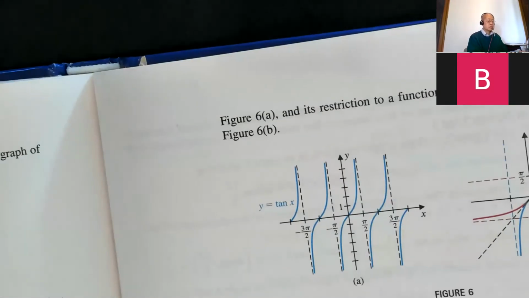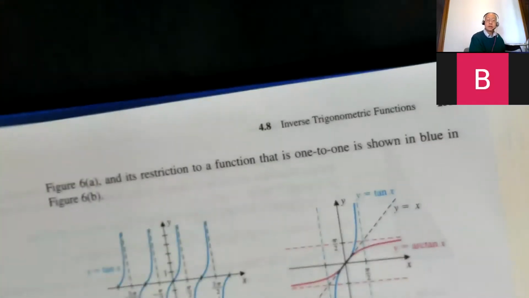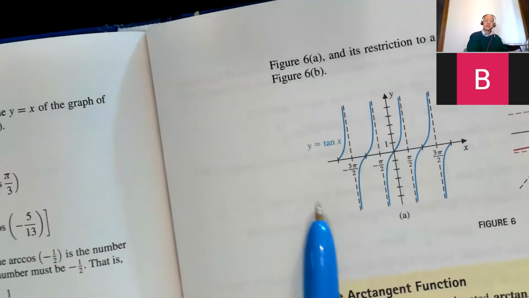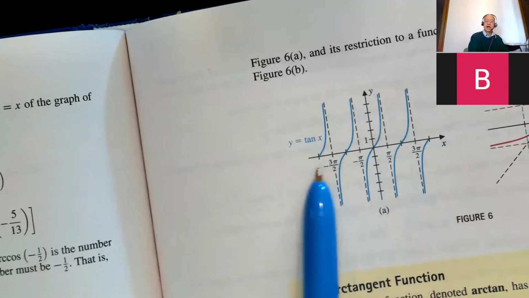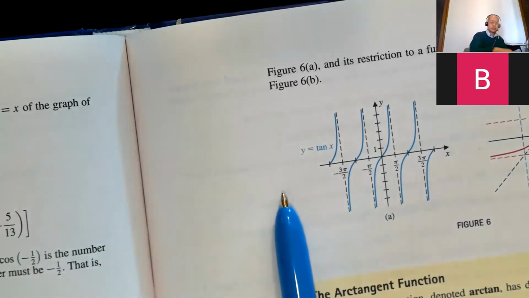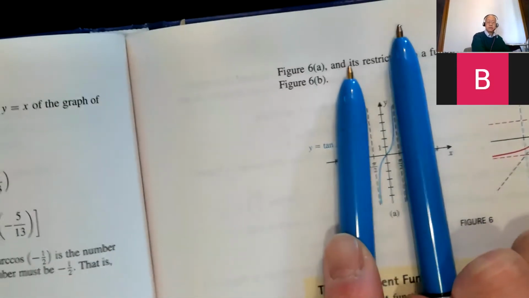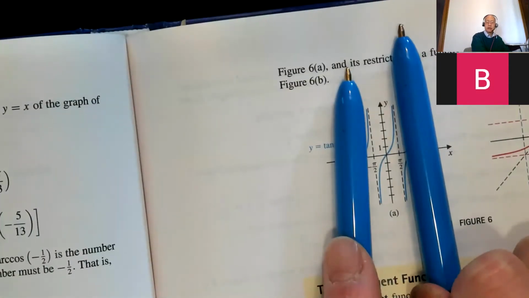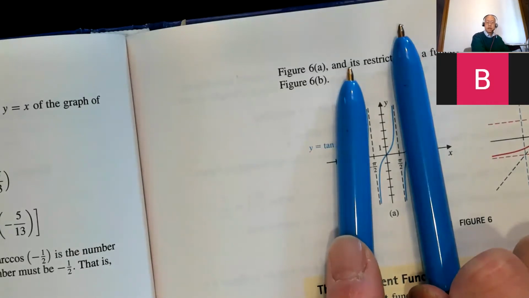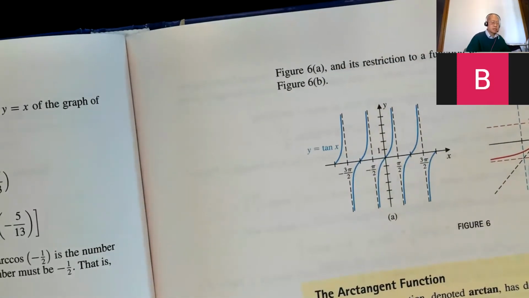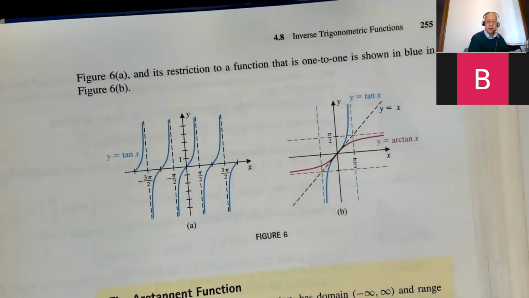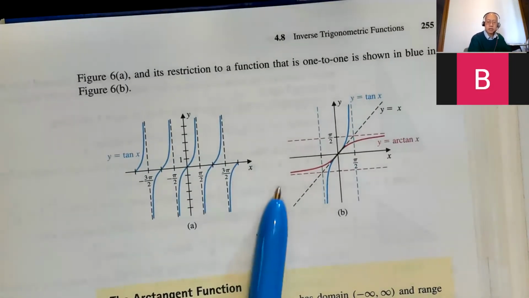But okay, so page 255. Here is tangent. Once again, it's not 1-to-1. But if I restrict the domain to just between negative pi over 2 and pi over 2, see that one branch right there, one period, I do get a 1-to-1 function. If I reflect across the line y equals x, it looks like this. Okay, so here's the arc tangent function.